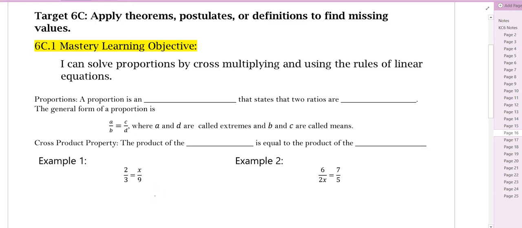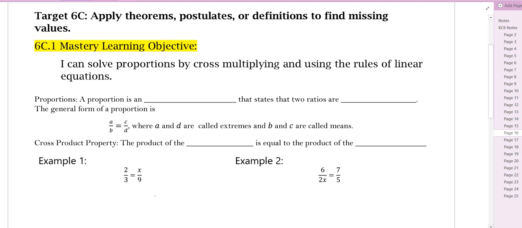Hey guys, in this video we're going to be starting Target C. Our mastery learning objective for this first video is I can solve proportions by cross-multiplying and using the rules of linear equations. So the first thing is kind of filling in some missing components here.